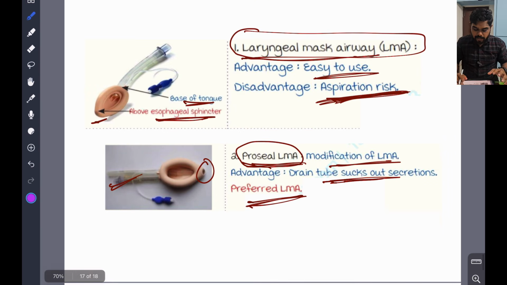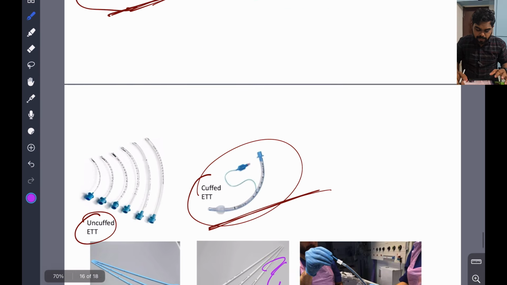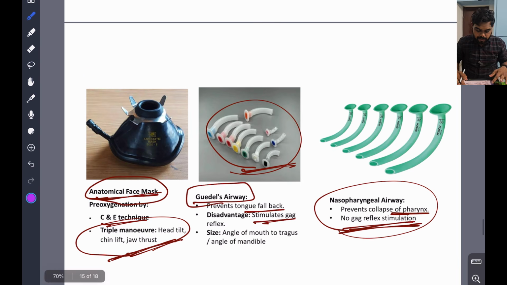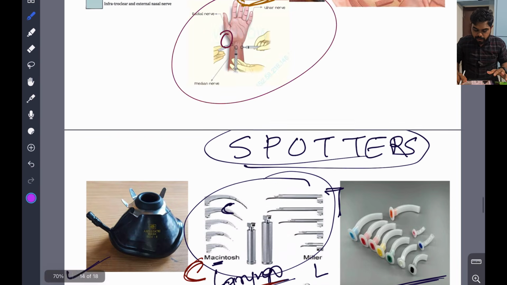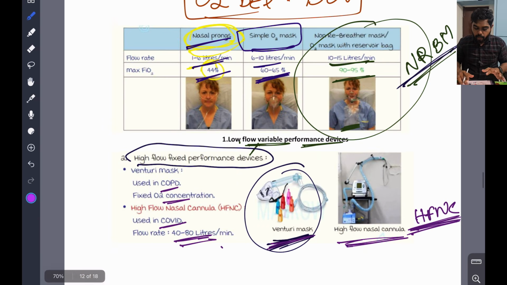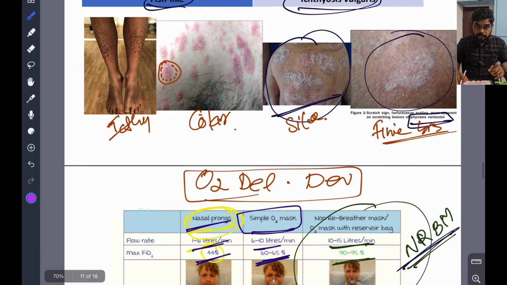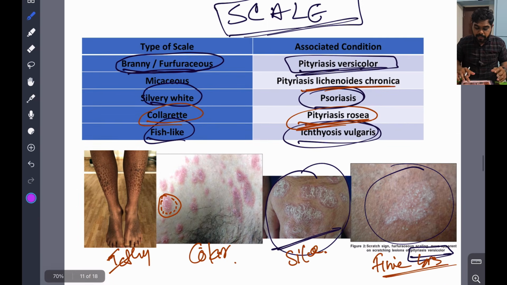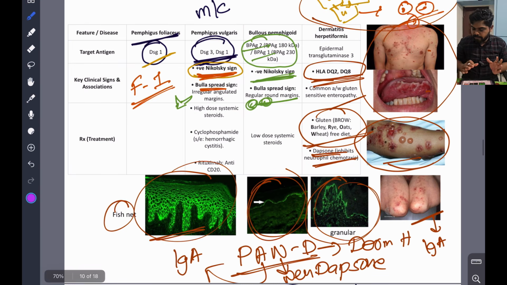So these are the LMAs, spotters, ET tubes, and this anatomical face mask. These are very important spotters. Peripheral nerve block, this is also very important. And you can see the oxygen delivery device is also important. There is a potential question that we will discuss later. These are the scales in dermatology. This is very important, very important. Please see this multiple times.